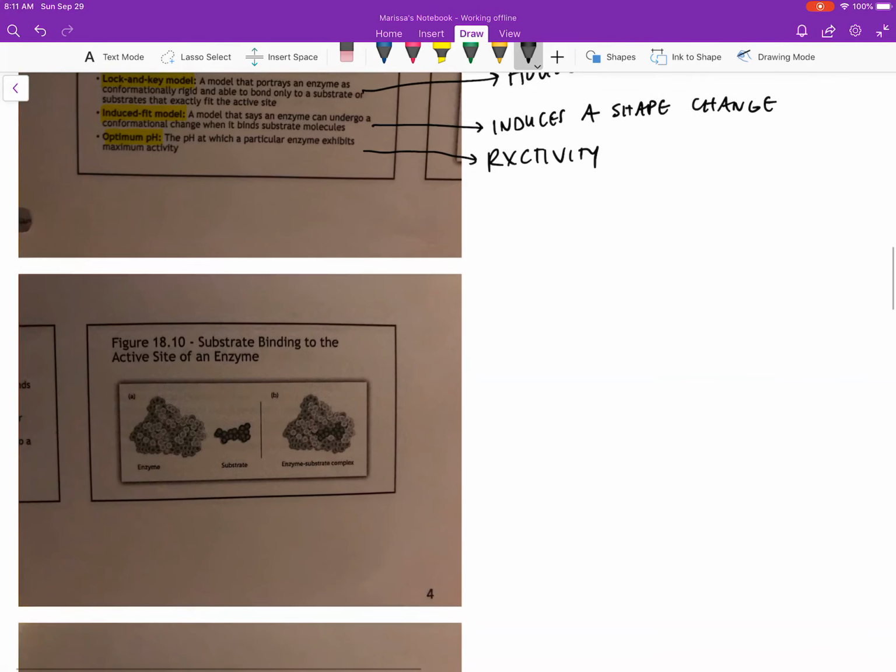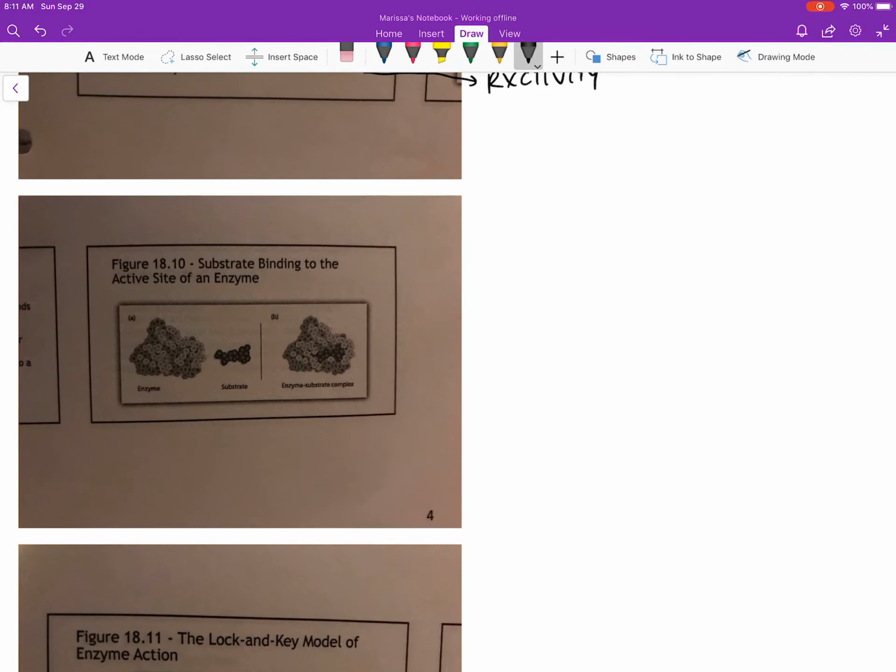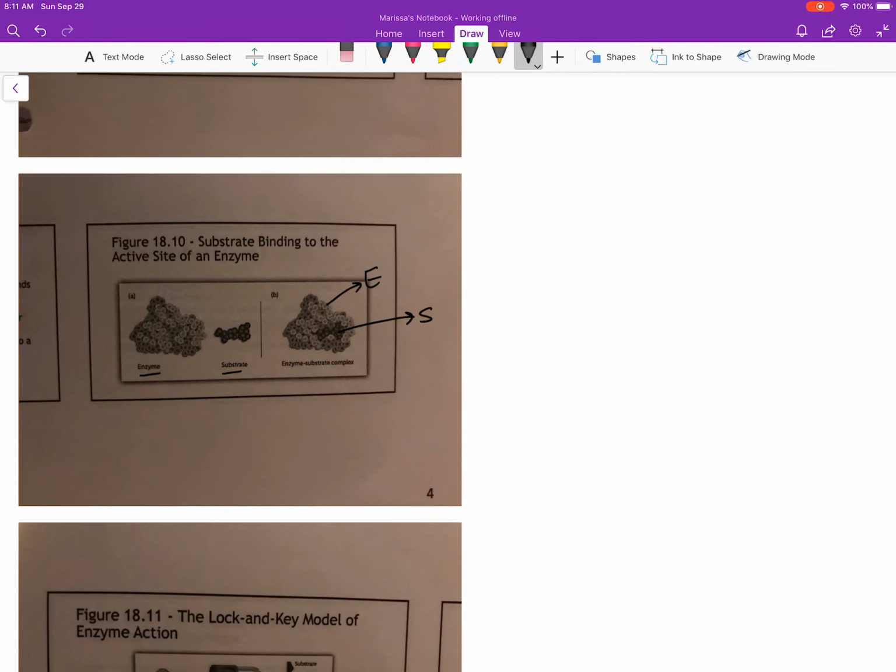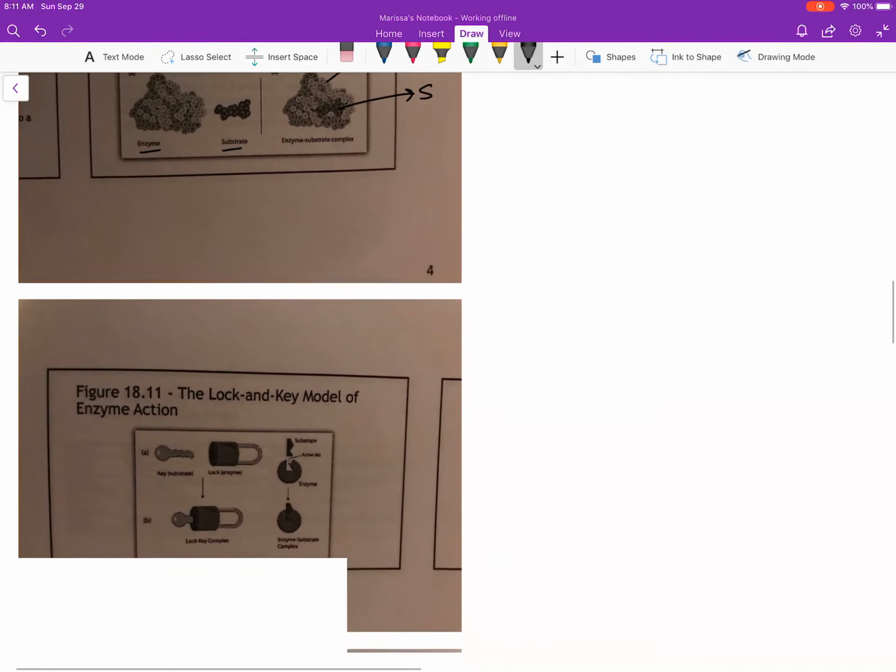All right, so what that looks like. So when we have the enzyme and the substrate, you can see the substrate is now in here. The enzyme is still around it. It kind of looks like it surrounds it. And so that's kind of a simplistic form of what it looks like when they bind.